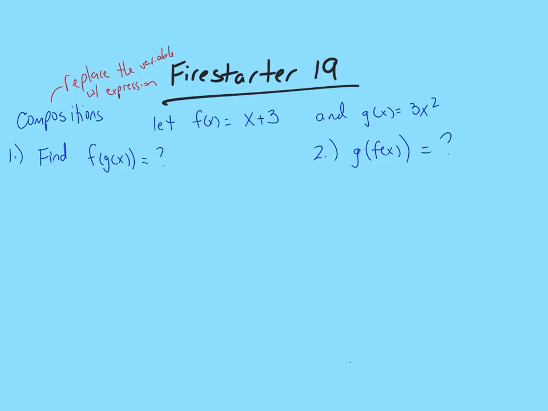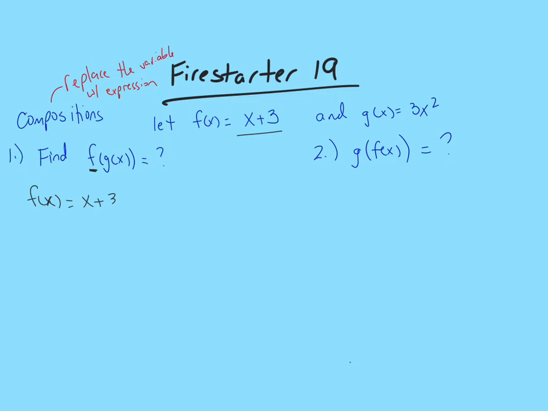So like I said, the first thing I always do is look to see what letters come first. Number one says f of g of x. I'm just going to write f of x first. So I know that f of x equals x plus 3.